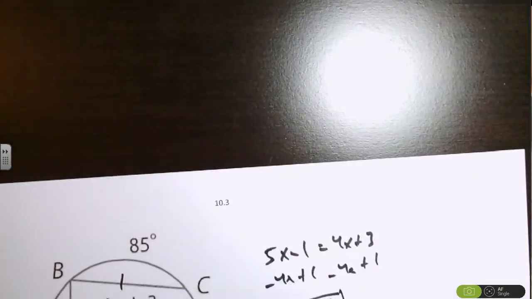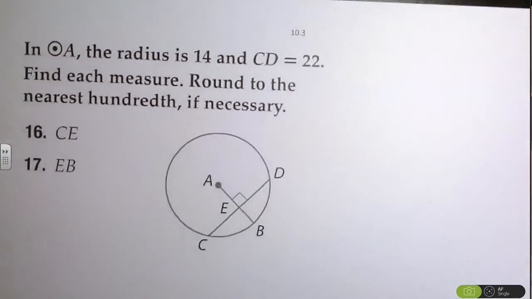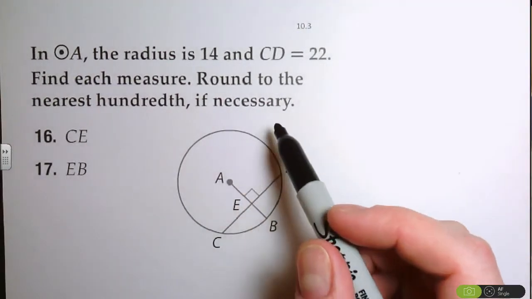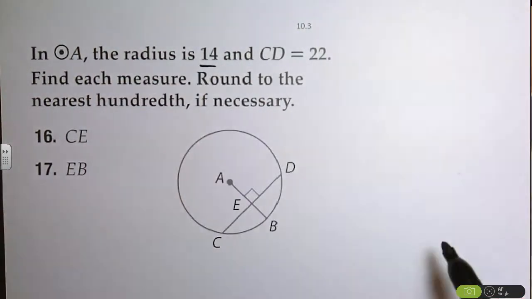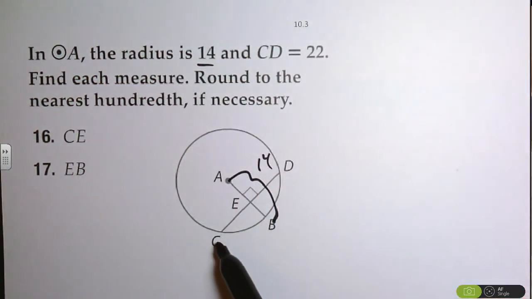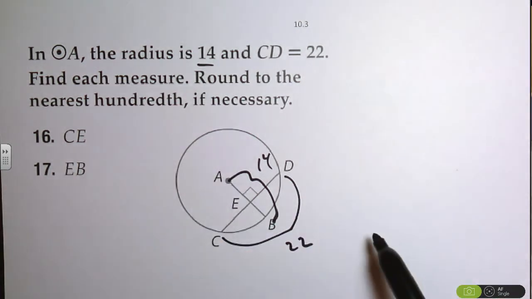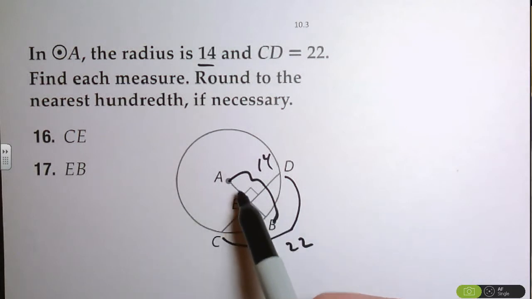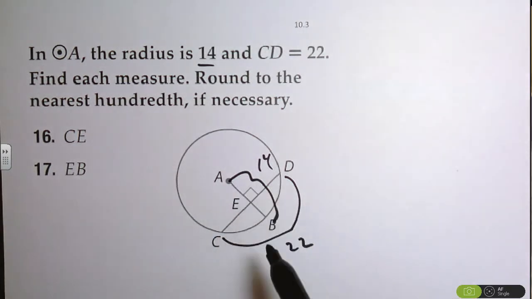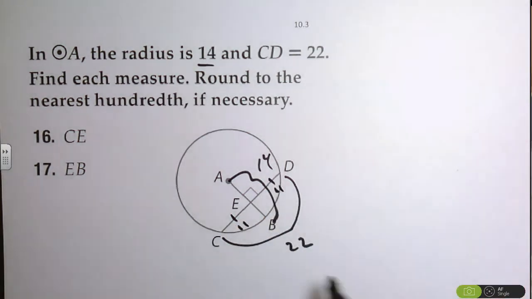Okay. Next, 16 and 17. You've got a circle. The radius is 14, so that means that AB is 14. And then you also know that CD is 22. So the question is to find each measure. Now the key to this is that you have a radius and a chord that's perpendicular to it, because what that means is it's going to cut it in half. And so this is really 11 and 11. So the first one is, what is CE? Well, it's 11. The next one is, what is EB?